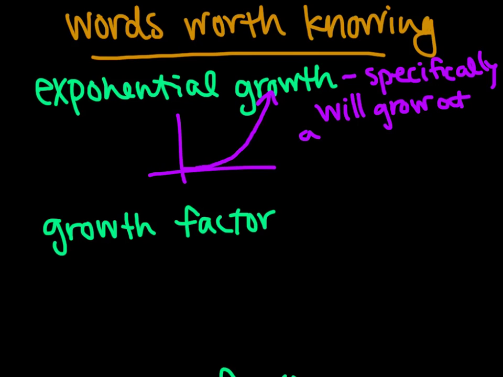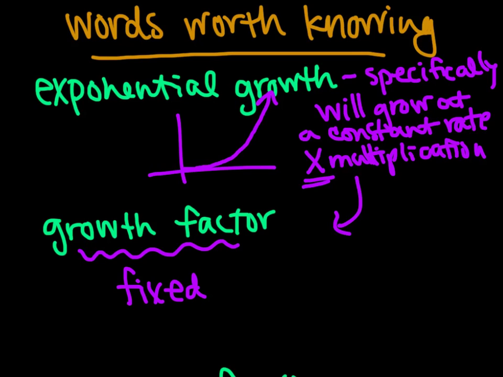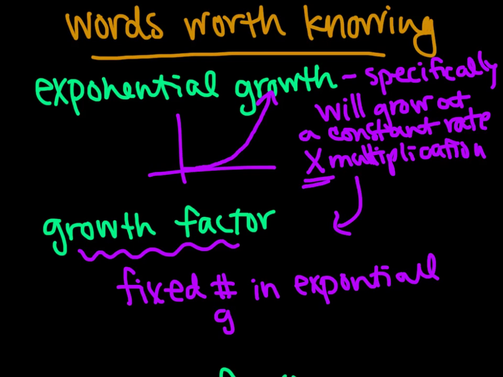So it specifically will grow at a constant rate based on multiplication. And that's kind of fun to look at. That multiplication that we see, that constant growth, is all based on a growth factor. It is a fixed number in an exponential growth function.